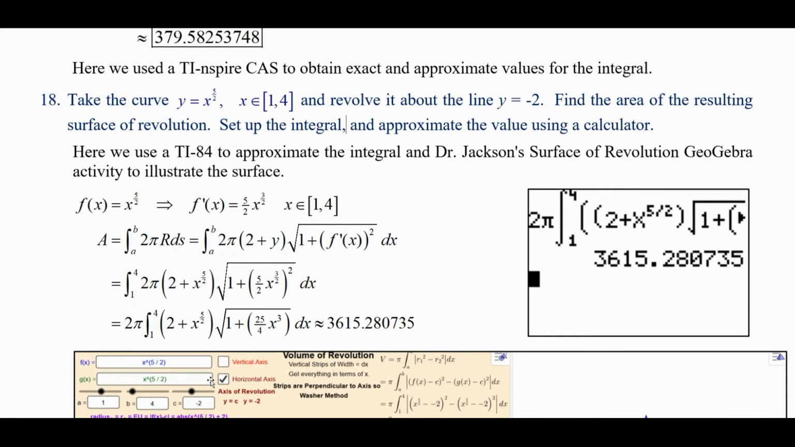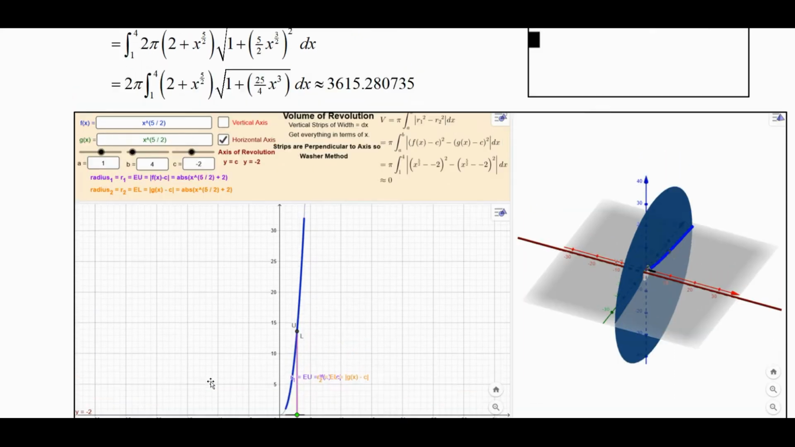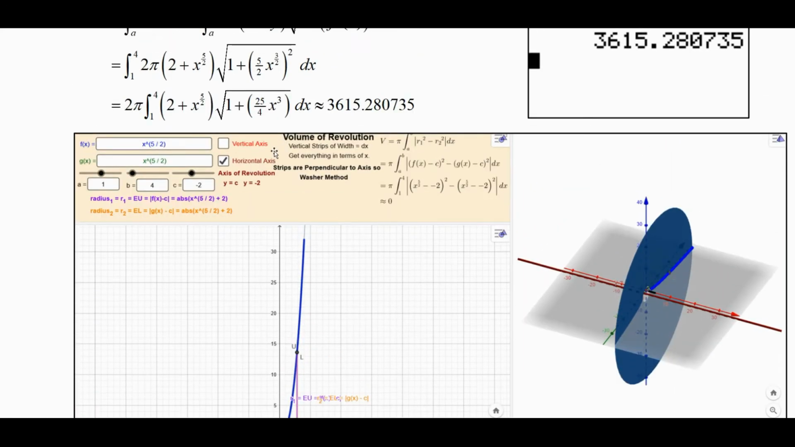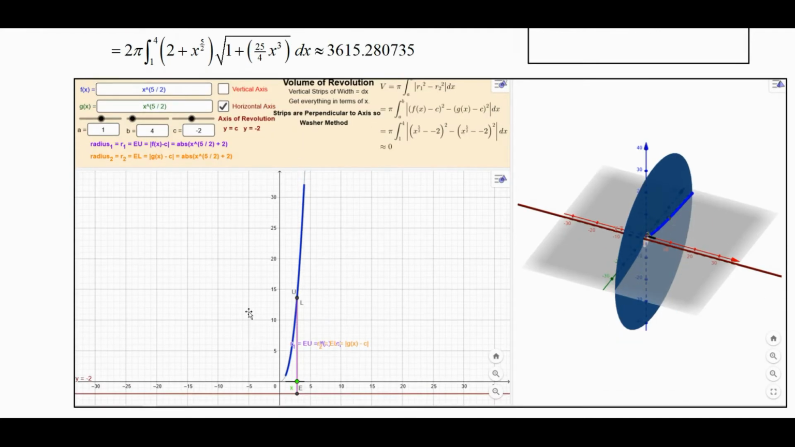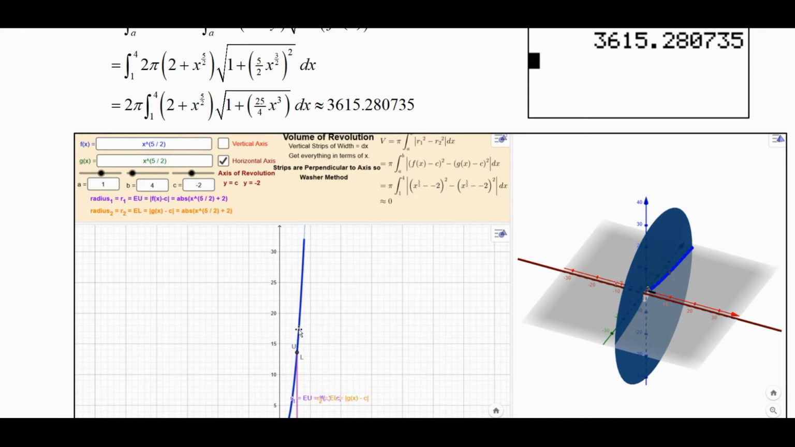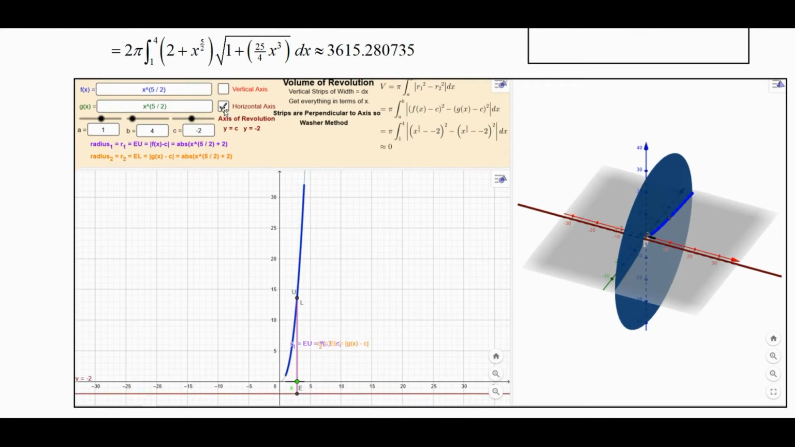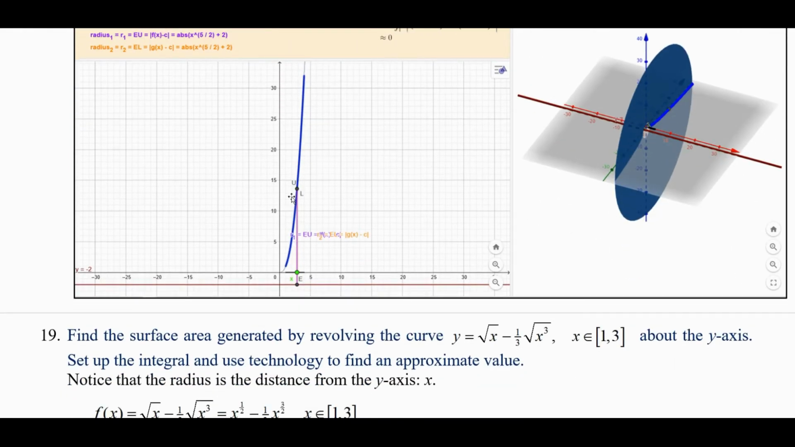Okay, so I use the TI-84 this time, and I use my GeoGebra software on volumes of revolution to illustrate the surface. So I set the curve at x to the 5 halves for both the bottom and the top curves here, running from 1 to 4, and graph the curve here. The horizontal axis of y equals negative 2 graphs that line down here. And you can see that if we're taking a point here on the curve, its distance to this axis is always this y value plus 2 more. Okay, and that's for anywhere on the curve.